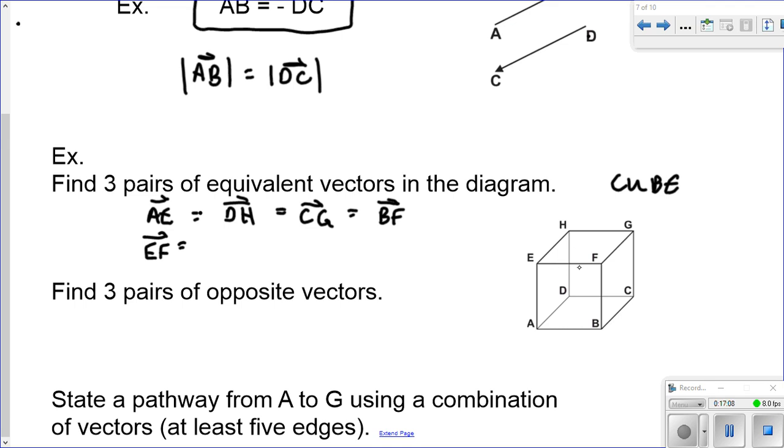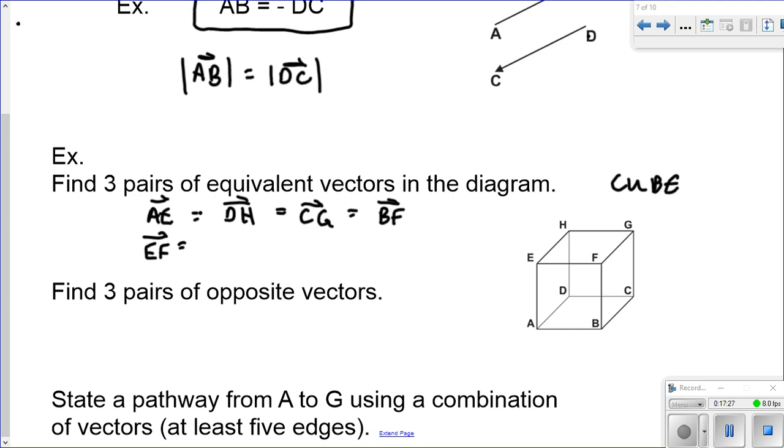EF would have been equal to HG, would have been equal to AB, would have been equal to DC, or I could have used EH. If I wanted to start, I could have said EH is equal to FG. I've seen students do diagonals, so AH is equal to BG. There's all kinds of answers here.